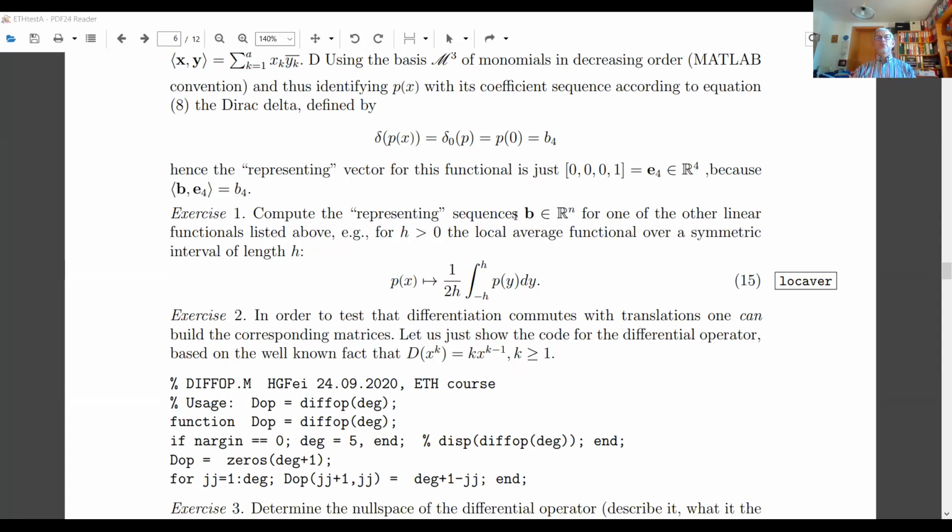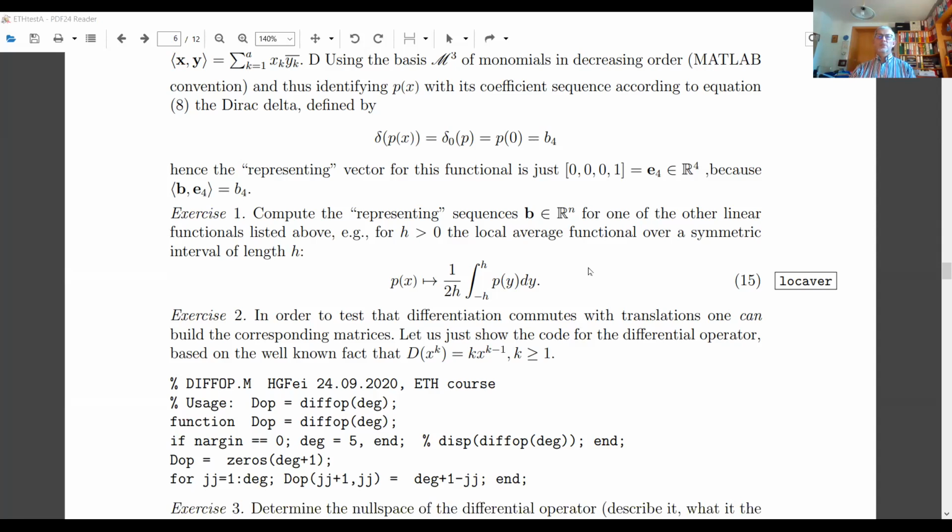So maybe the first idea is that you choose h equal 1/2. So you take the average over the polynomial from -1/2 to +1/2. Or if you have a longer interval, say from -1 to +1, it's an interval of length 2, of course, and you divide by 2 and so on. And for each of these linear functionals, you have a representation as a vector.